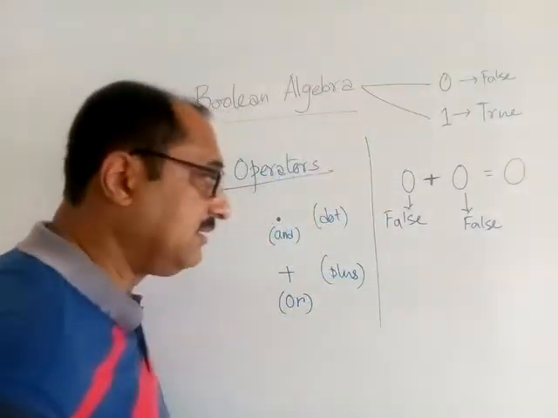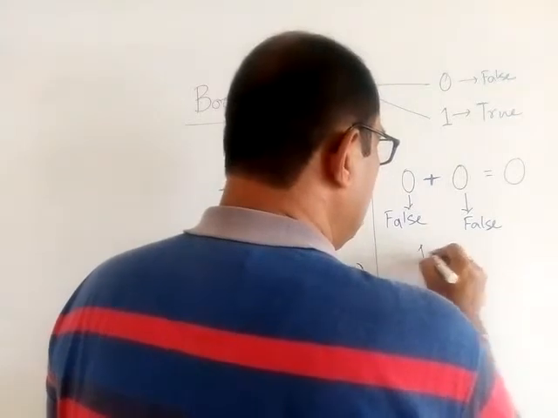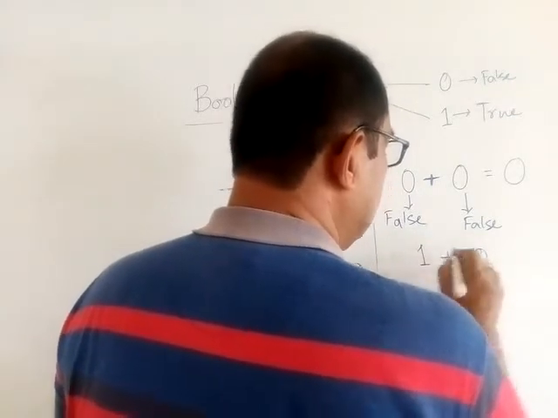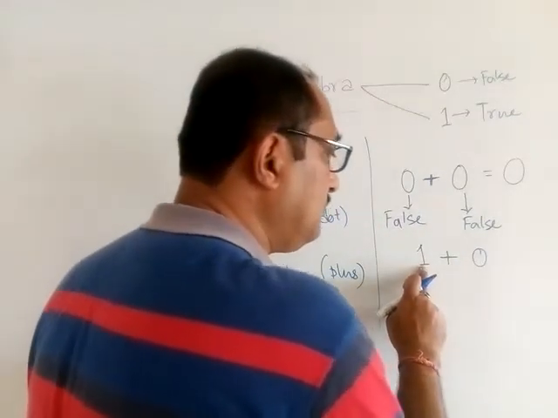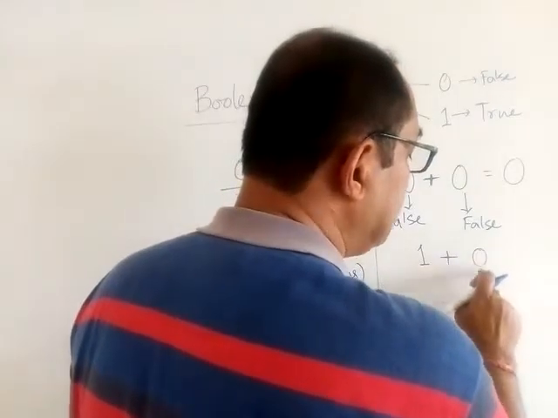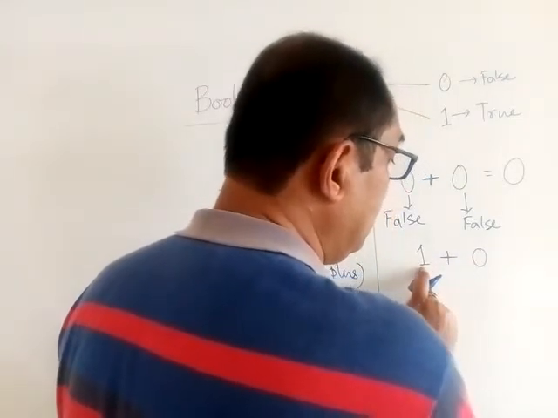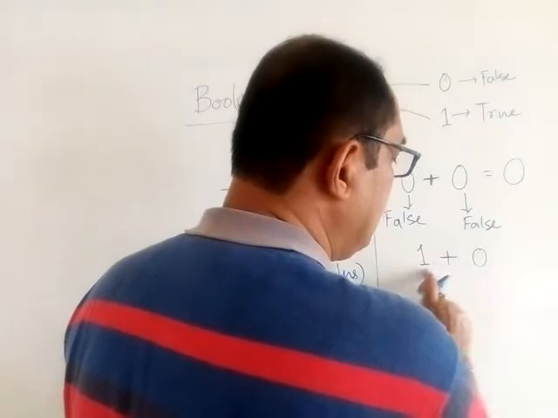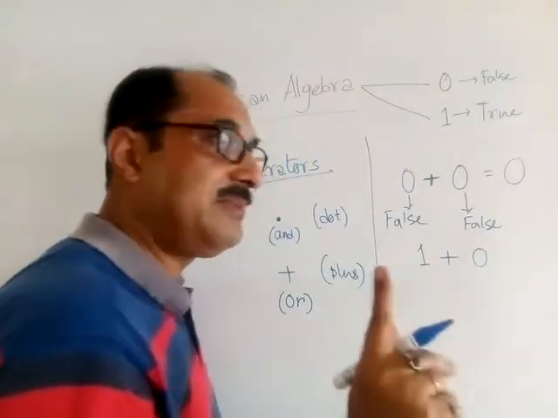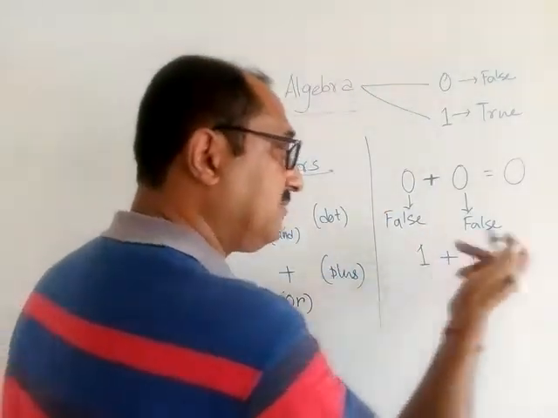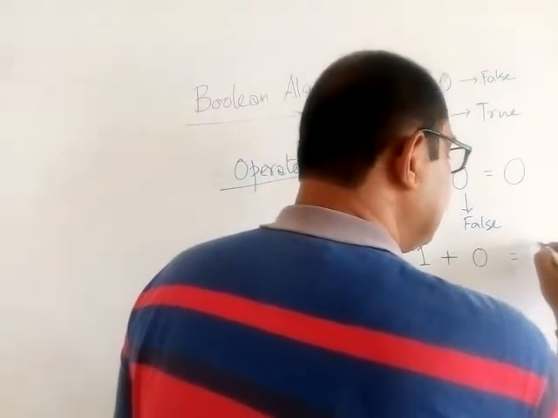Now look at this. If we write 1 plus 0, that means one of them is true and the other one is false. I told you, out of 2 items, at least one of them has to be 1. So one of them is 1, and the net result is 1.